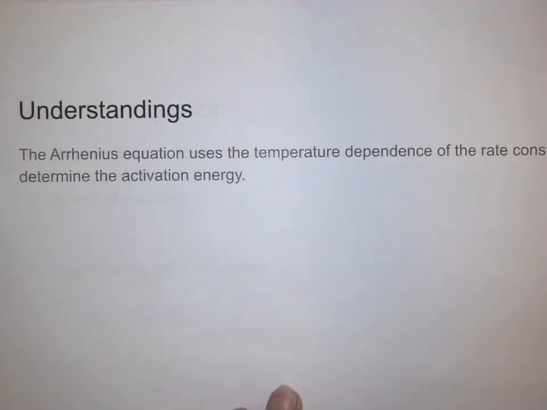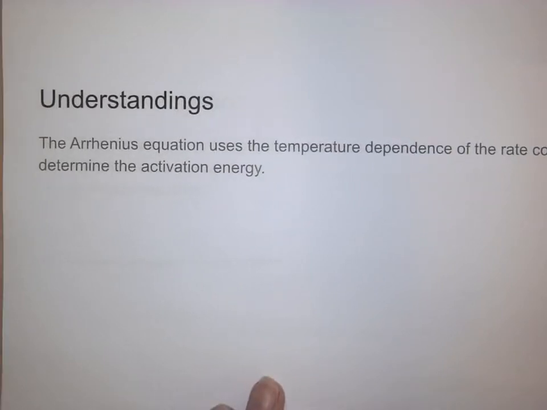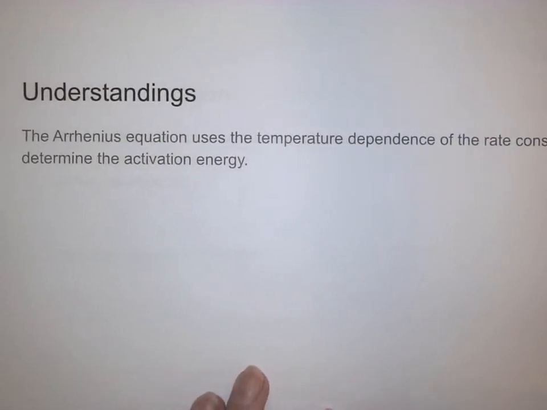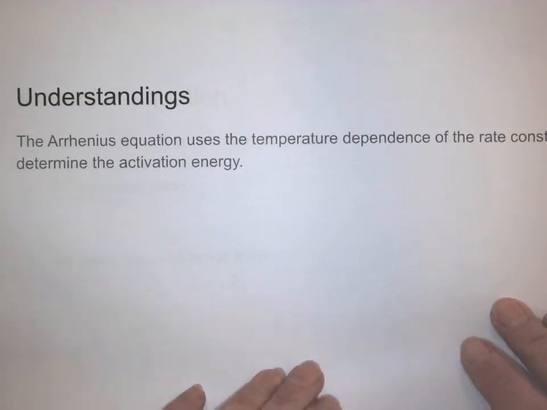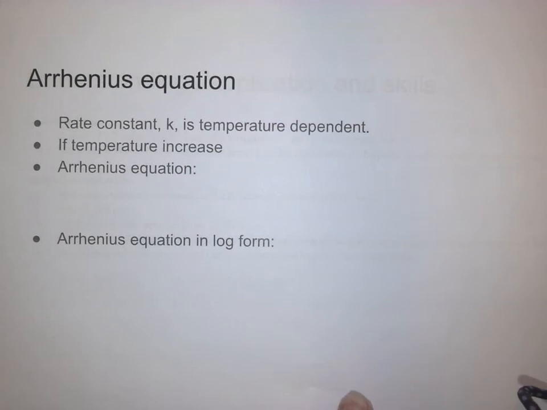So the understanding in the syllabus says that the Arrhenius equation uses the temperature dependence of the rate constant to determine the activation energy. So we're going to look at this mathematically and how we can determine the rate constant or the activation energy. And we're going to do it with the help of the Arrhenius equation. Yes, we're going to start now with the Arrhenius equation.